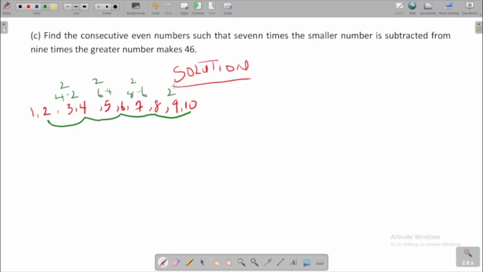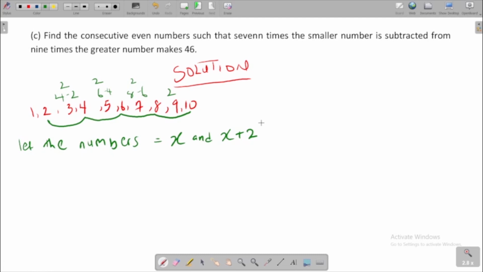So, for us to solve this, we assume that the two even numbers are x and x plus 2. Because for you to have two consecutive even numbers, the difference between them will be 2. The greater one will be 2 more than the lesser one.